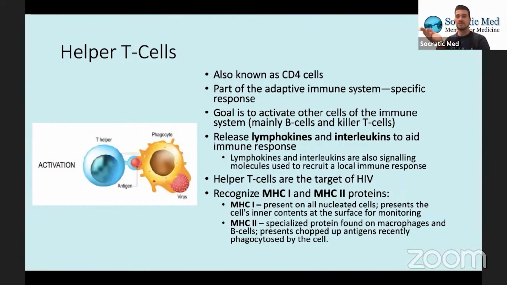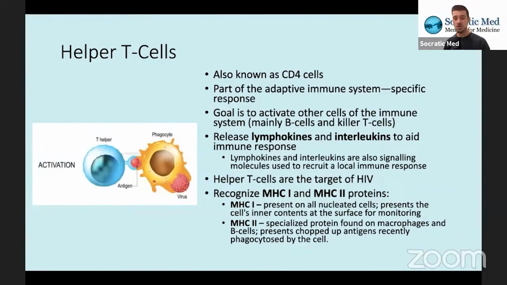So a helper T cell, for example, will come along and check it. If everything is good, if it's a part of our body, then it's just going to move on to the next cell. If it goes to one of these MHC proteins and it sees that there's something foreign, it can understand that this cell is infected, it's got to go. So it'll recruit another immune cell to destroy the cell.